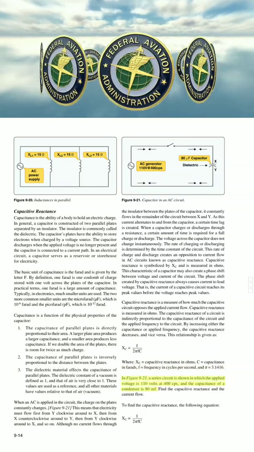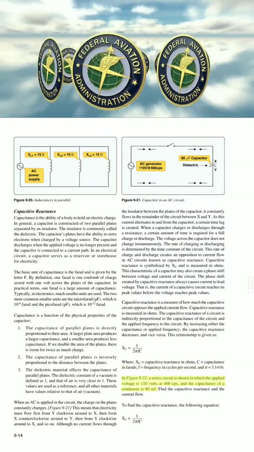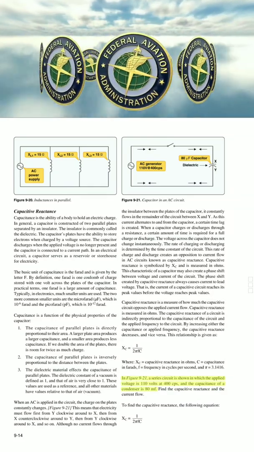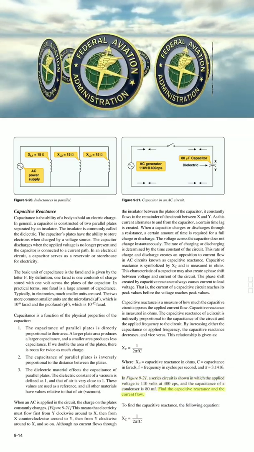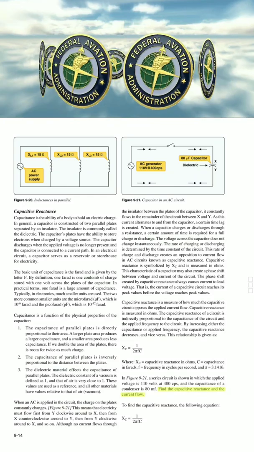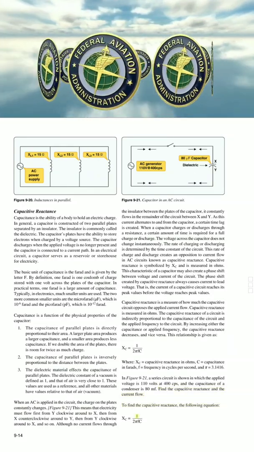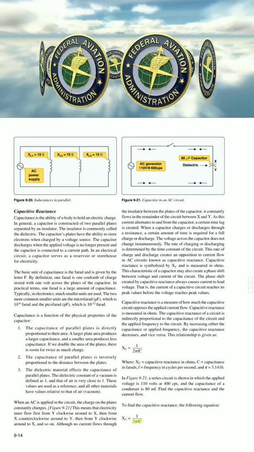In figure 9-21, a series circuit is shown in which the applied voltage is 110 volts at 400 CPS, and the capacitance of a condenser is 80 µF. Find the capacitive reactance and the current flow. To find the capacitive reactance, use the equation Xc equals 1/(2πfC).